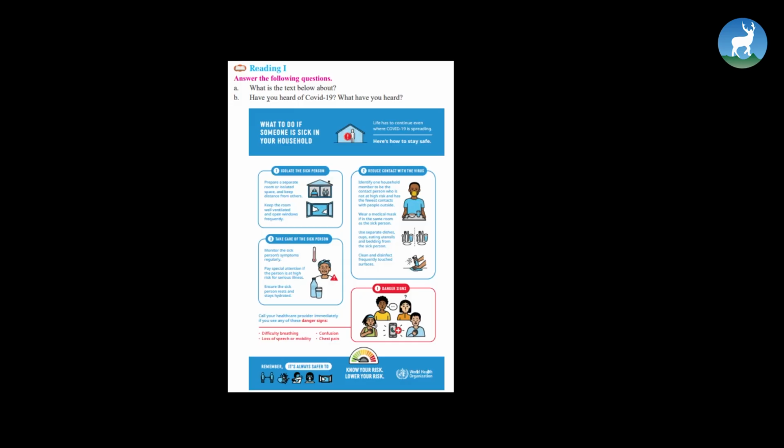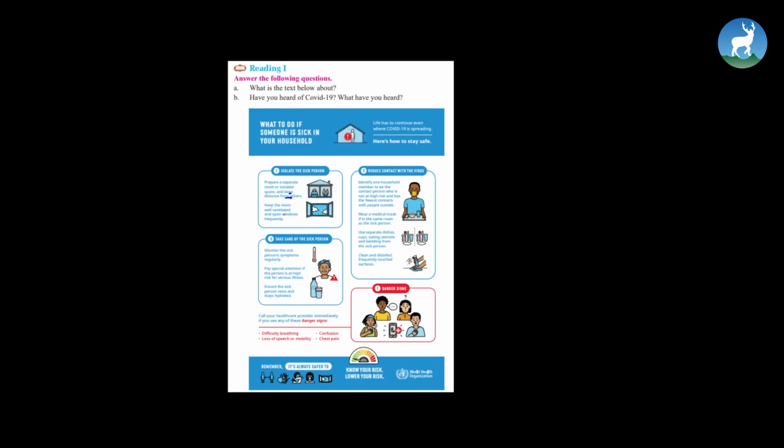Unit 10, Reading 1. What to do if someone is sick in your household. Here we have been given a brochure to make us aware about COVID-19. So let's look at it. First of all, what do we need to do if someone is sick with COVID-19? 1. Isolate the sick person. Prepare a separate room or isolated space and keep distance from others.